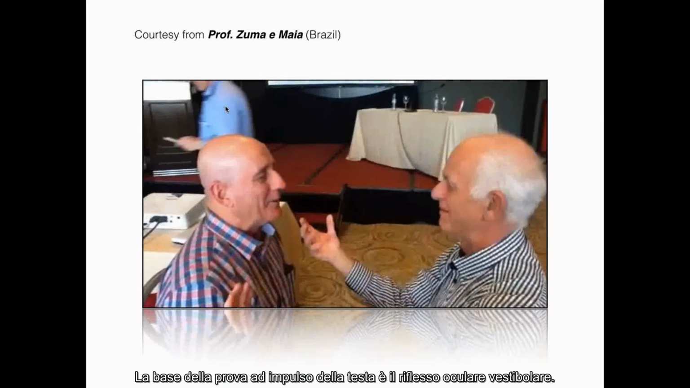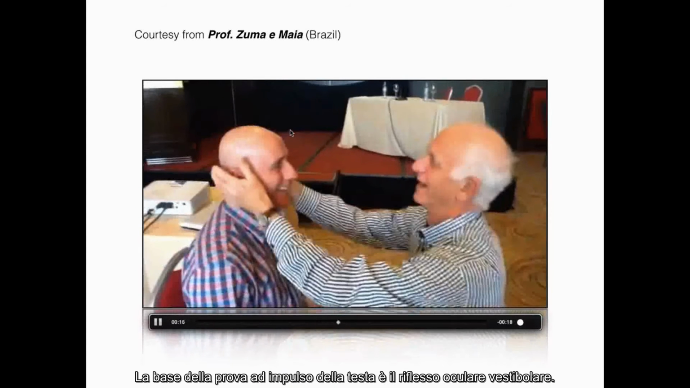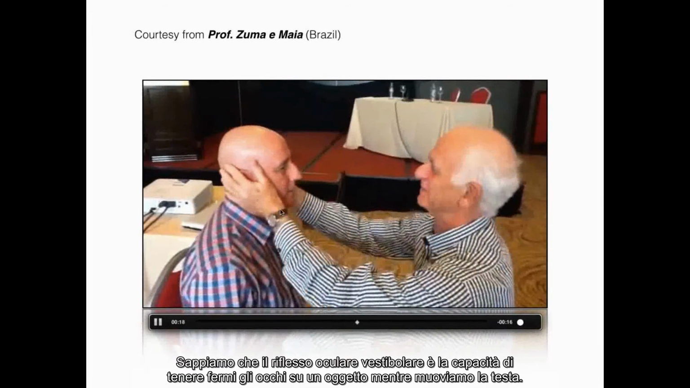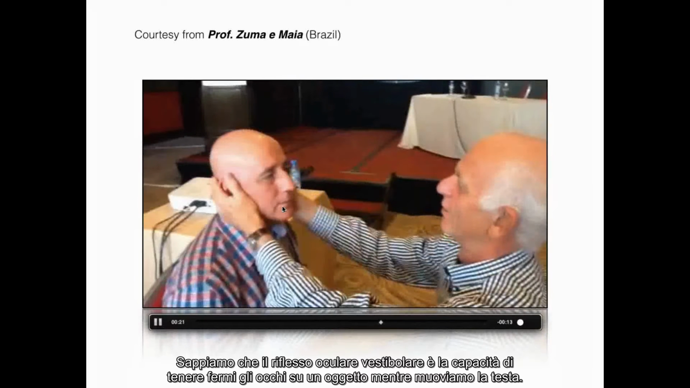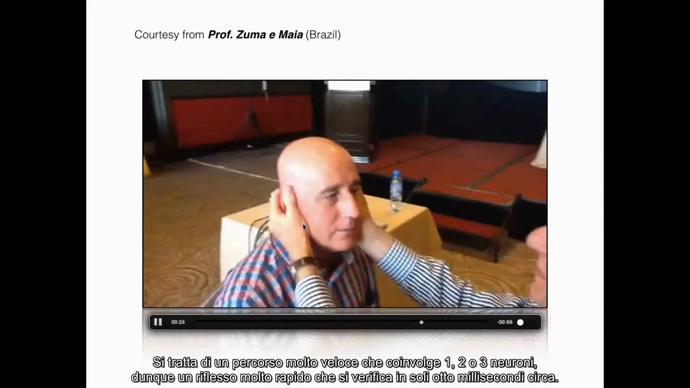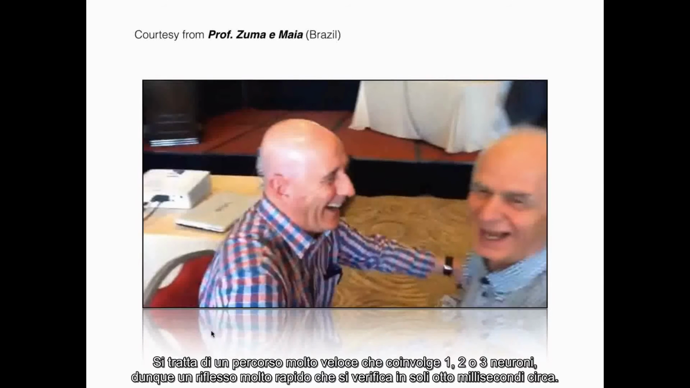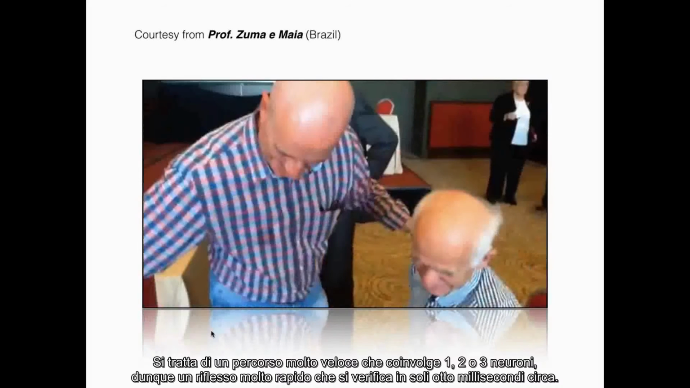The basis of the head impulse test is the vestibular ocular reflex. We know that the vestibular ocular reflex is the ability to keep our eyes on target while we move our heads. It's a very fast pathway involving 3 or 4 neurons. It's a very fast reflex that happens in about 8 milliseconds.